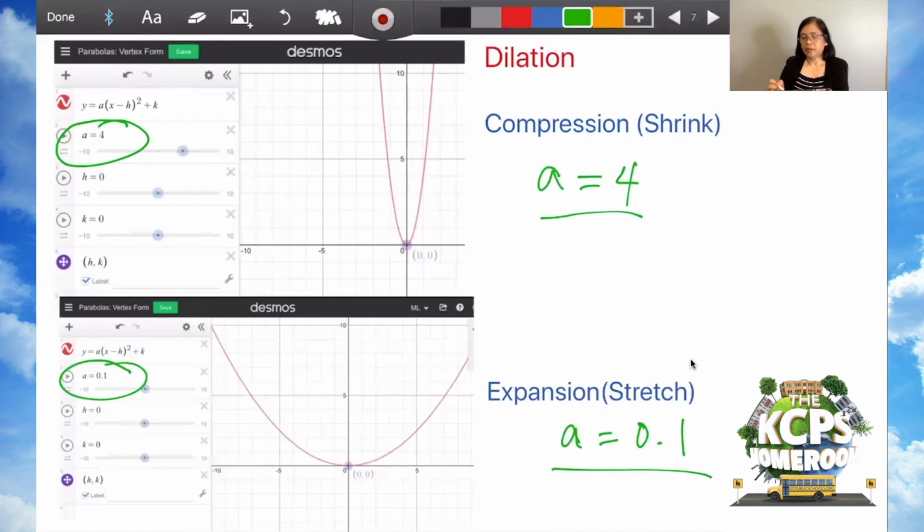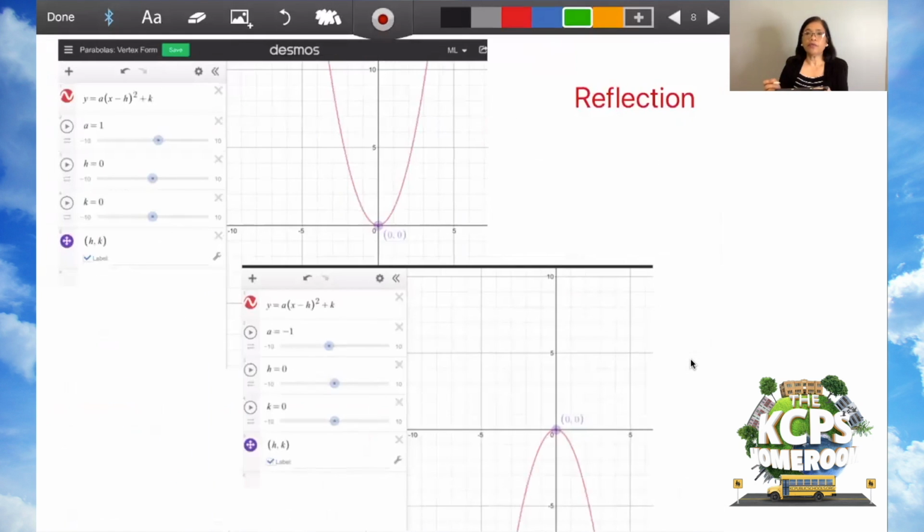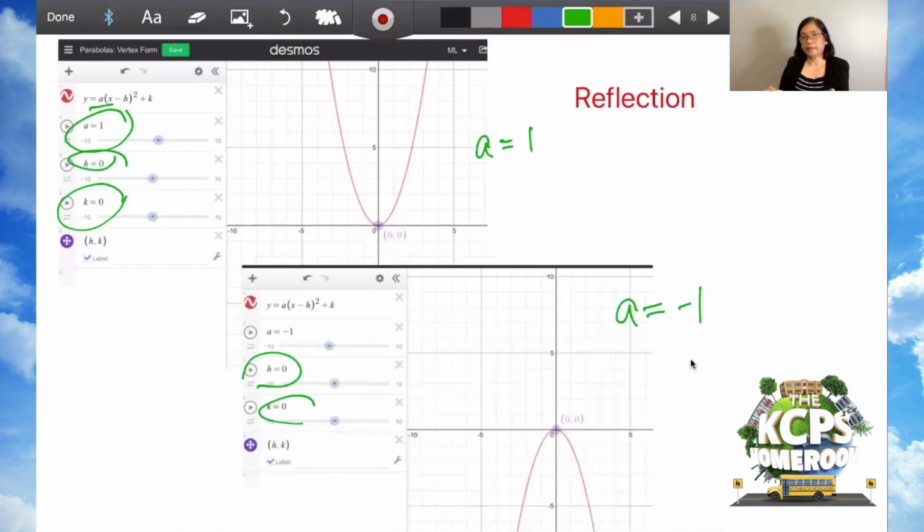Now, when we change the value of a, here a is still 1, and we're going to change the value here. On the second graph, again, we also have our h and k at 0 in both graphs, but the difference is that on the first graph, a is 1, and on the second graph, a is -1. What conclusion can you arrive at when we change the value from positive to negative?